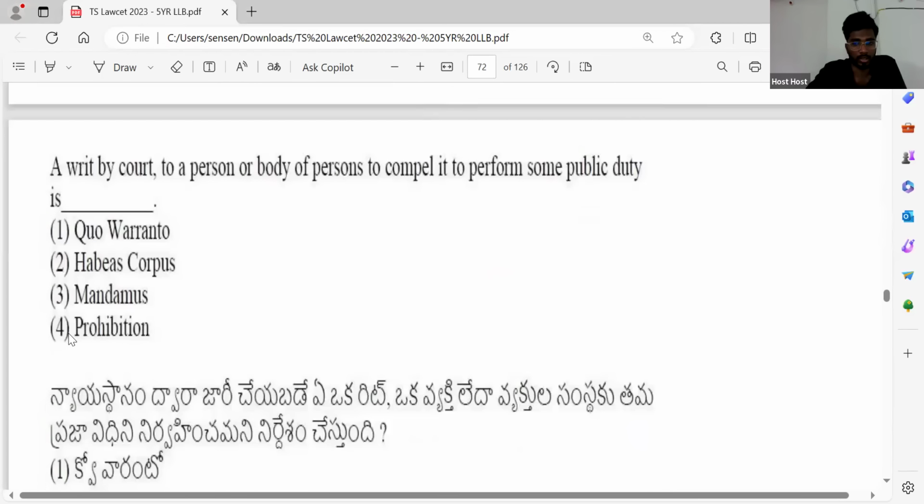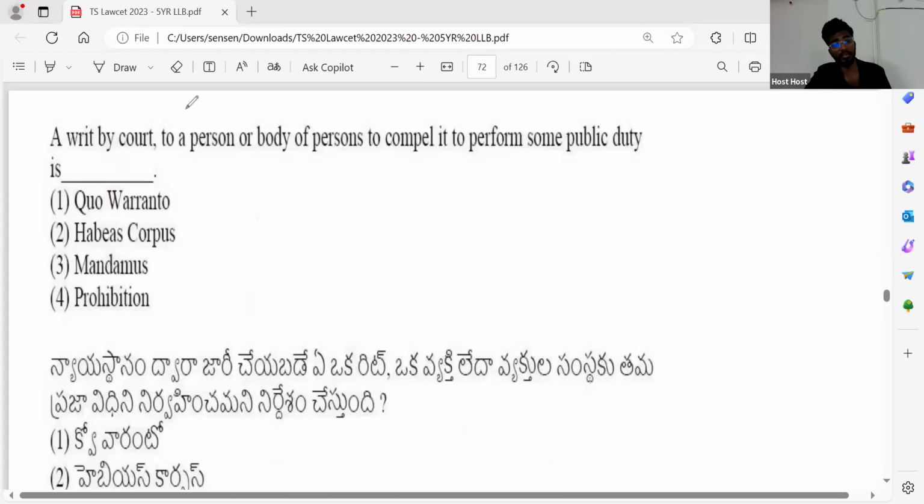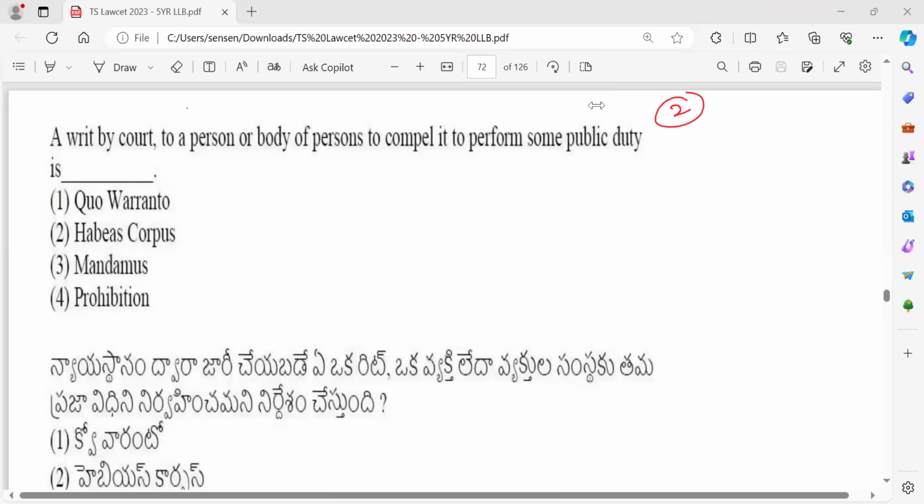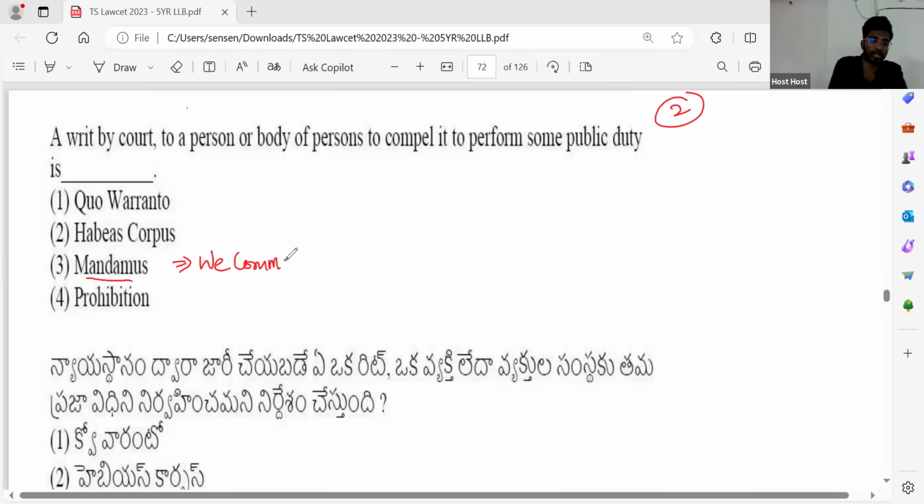Next one. Very important question. Every year, in the 2023 paper, 2 questions were asked from writs itself, right? So we will talk about that. A writ by a court to a person or body of persons to compel it to perform some public duty is called? Mandamus. Very good. Well done. So it is known as mandamus. What is the meaning of mandamus? We command.